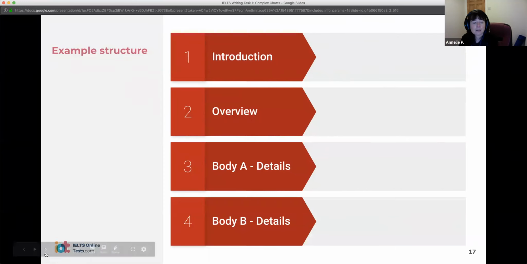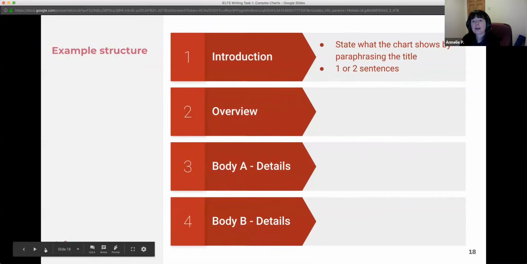What kind of information needs to go in the introduction? Okay, very good, Patricia. Patricia's on the ball today. Paraphrase the question. Exactly, Roberto. Yeah, what is it about? Okay, what it illustrates. And the type of graph as well. Yeah, okay. So what it shows, paraphrasing the title, unlikely to be more than 2 sentences, 1 sentence, 2 sentences maximum. Okay.